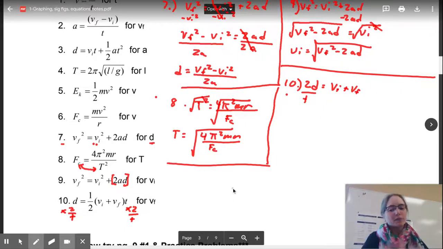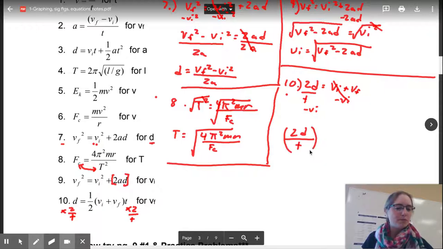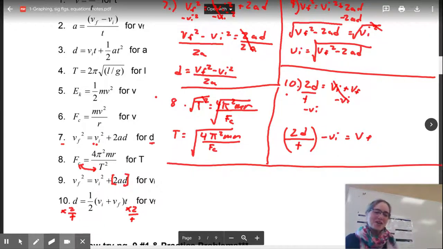Now I'm solving for VF, so I've got to get rid of that VI. Well, they're adding, so I'm going to subtract VI from both sides. That cancels. So 2D over T. Now this is a whole term, so we've got to keep that whole term together. Minus VI is going to equal VF. Rightio?